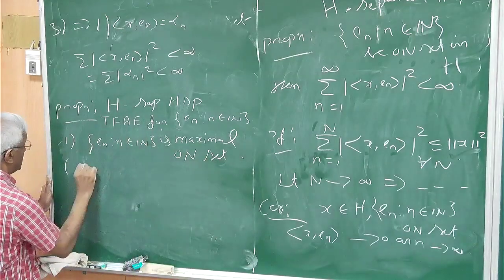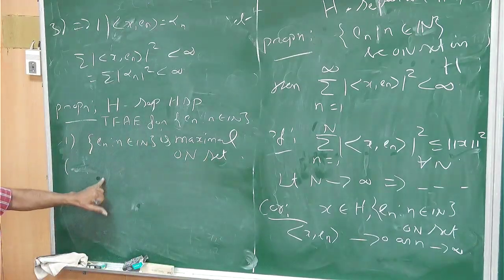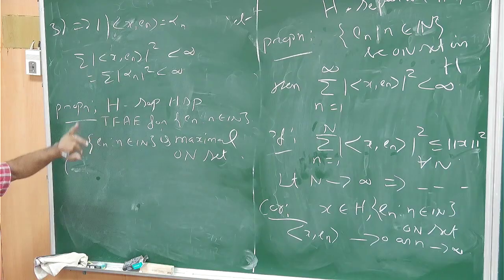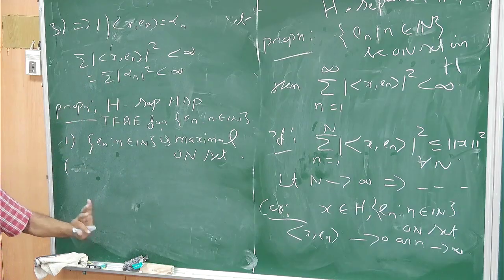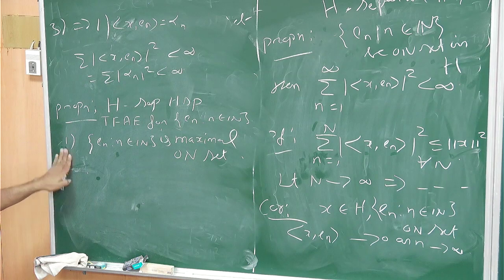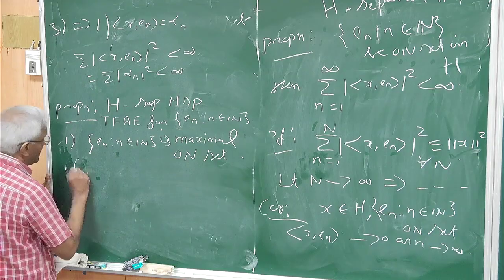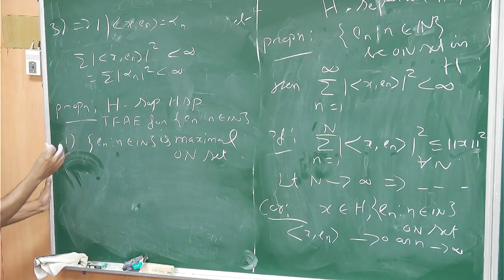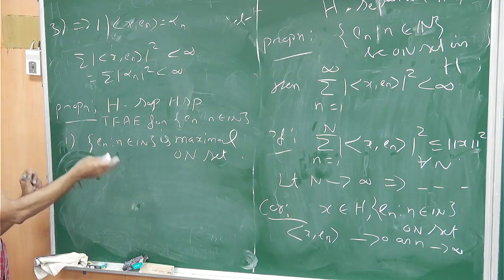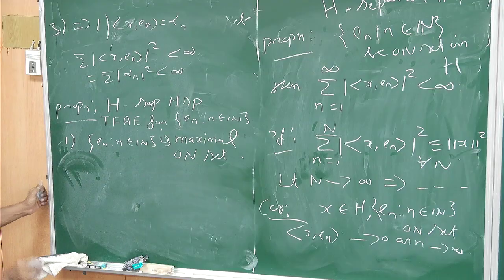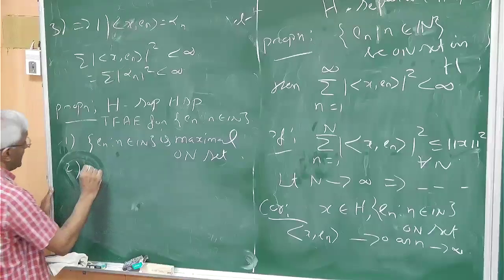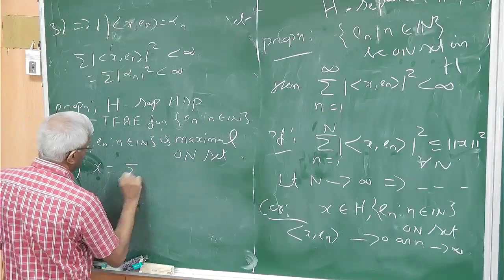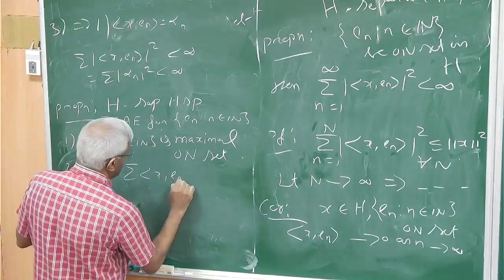That is, there does not exist a bigger set containing this which is orthonormal. The meaning is clear, that is what is meant by a maximal orthonormal set. If there is a set which contains this and is orthonormal, it has to be equal to that. Two: x is equal to the summation of <x, e_n> e_n.